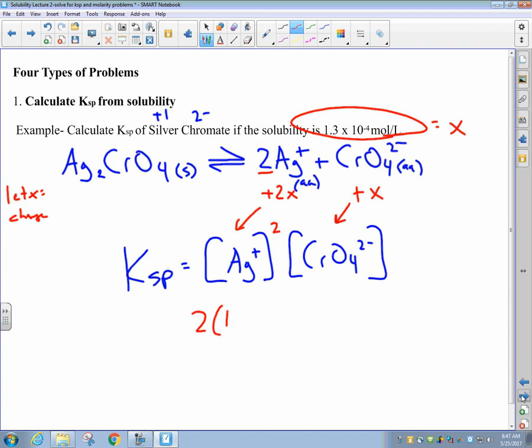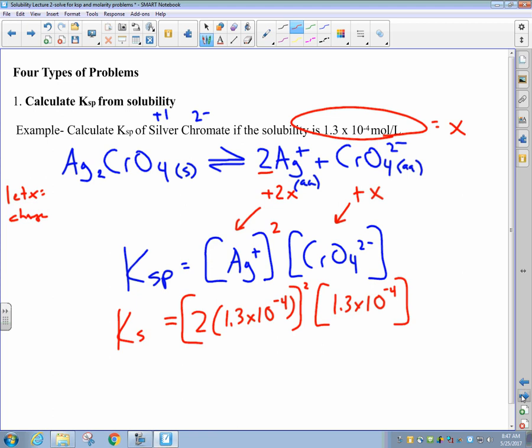So we'd have 2 times 1.3 times 10 to the minus 4th, and that has to be squared, times 1.3 times 10 to the minus 4th, and that will equal KSP. We have 2 significant figures, so when I go ahead and do this calculation, I end up with a final answer of 8.8 times 10 to the negative 12th as our KSP value there. KSP, very small number, 10 to the negative 12th, which means this equilibrium favors the reactant side of the equation. That makes logical sense to us. Since it's an insoluble compound, most of our material is going to end up at the bottom of our container of water.